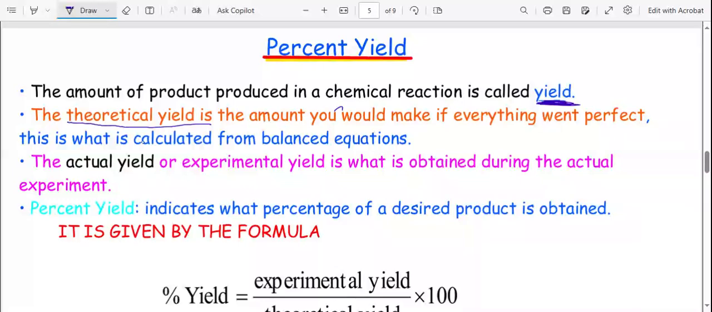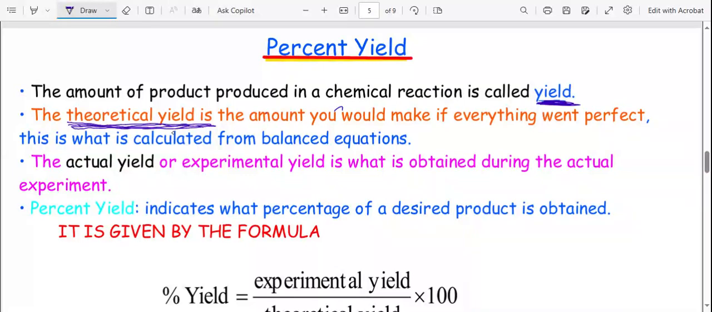This is what is calculated from the balanced equation. So from the balanced equation, you are calculating the theoretical yield. Theoretical is just from your theory part, not from practical. So we have practical and theoretical.